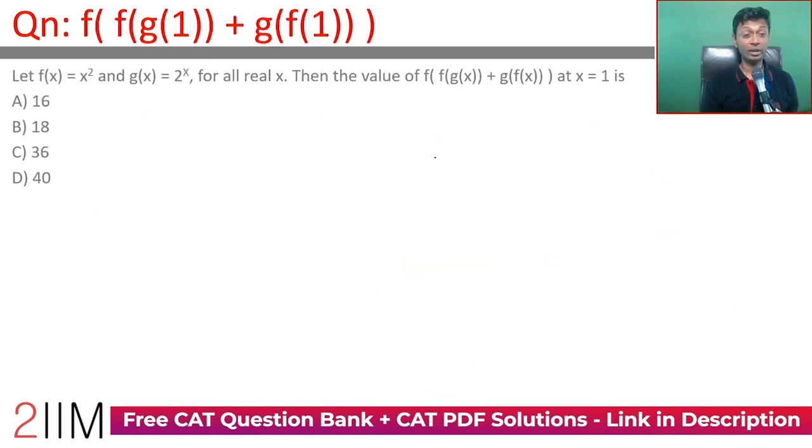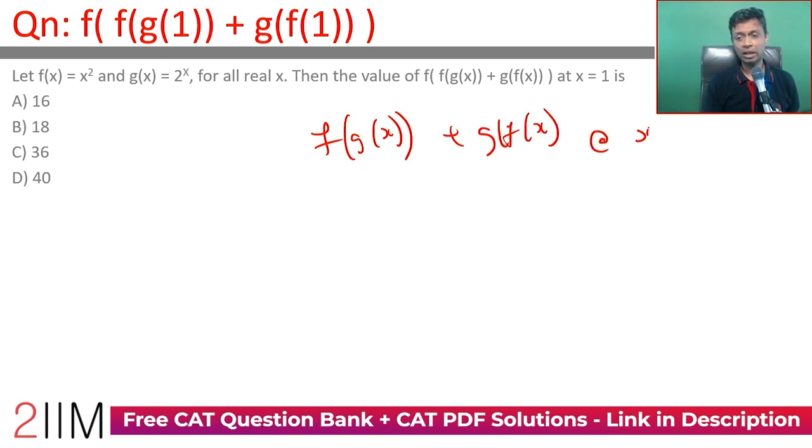F of x equal to x square and g of x equal to 2 power x. What is the value of f of g of x plus g of f of x at x equal to 1? Let's find f of g of x plus g of f of x at x equal to 1. Then we'll worry about finding f of this. So g of 1 is 2 power 1, this is 2. F of 1 is 1 square, which is 1.